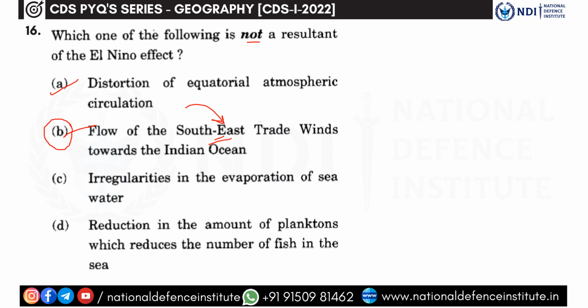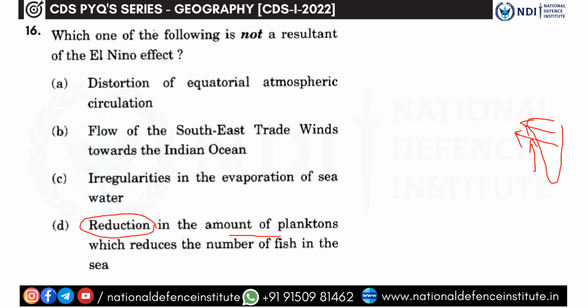So what we can go for this, and even your amount of planktons reduction will be also there, because your upwelling along South America will be changed. When you have an upwelling in the normal condition, when you have a cold current, you will be having good fishing grounds. So that will help to increase the amount of plankton. So when that is shifted, obviously this also happens, but the irregularities is not actually the resultant. So what we can go for is option C.